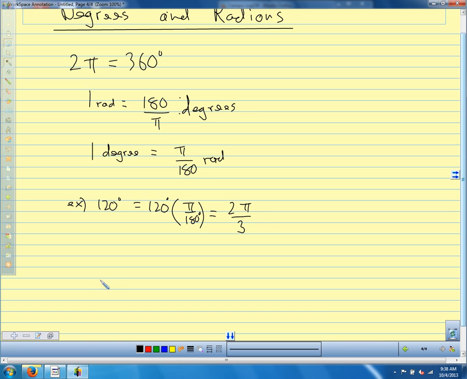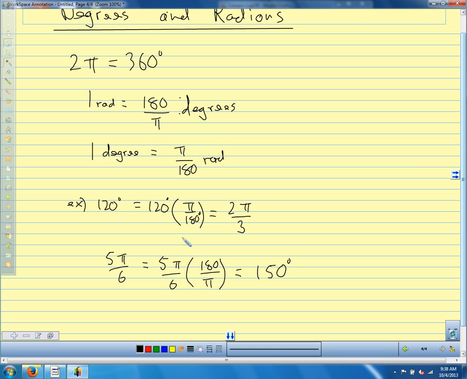Let's go the other way. We want 5 pi over 6. And we're going to convert that to degrees. So we're going to multiply 5 pi over 6 times 180 over pi. And what does that simplify to? 150, very nice. 150 degrees. So we're just reducing the fraction. We cancel out the pi's, divide by 6, multiply by 5, simplifying our fractions. This is 150 degrees.